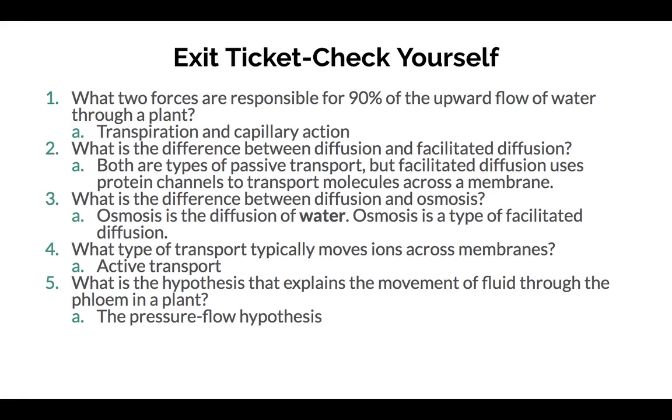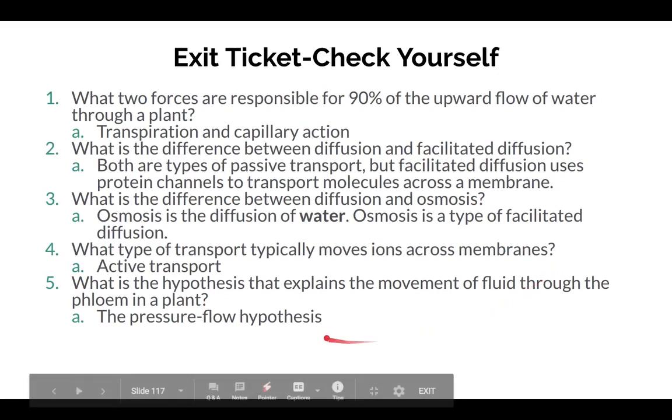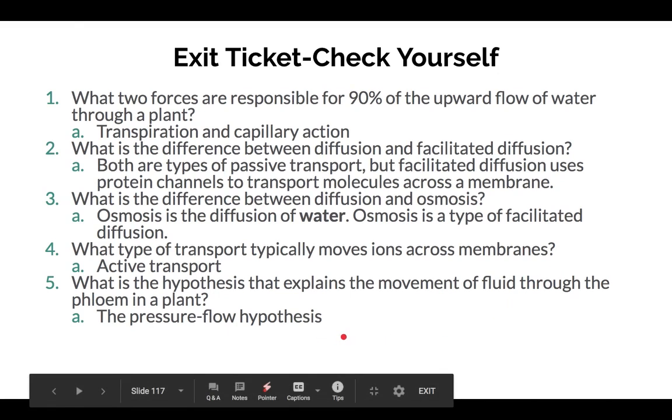Number 3, what's the difference between diffusion and osmosis? Osmosis is just the diffusion of water. It is a type of facilitated diffusion. Number 4, what type of transport typically moves ions across membranes? That is active transport. And number 5, what's the hypothesis that explains the movement of fluid through the phloem in a plant? And that is the pressure flow hypothesis.